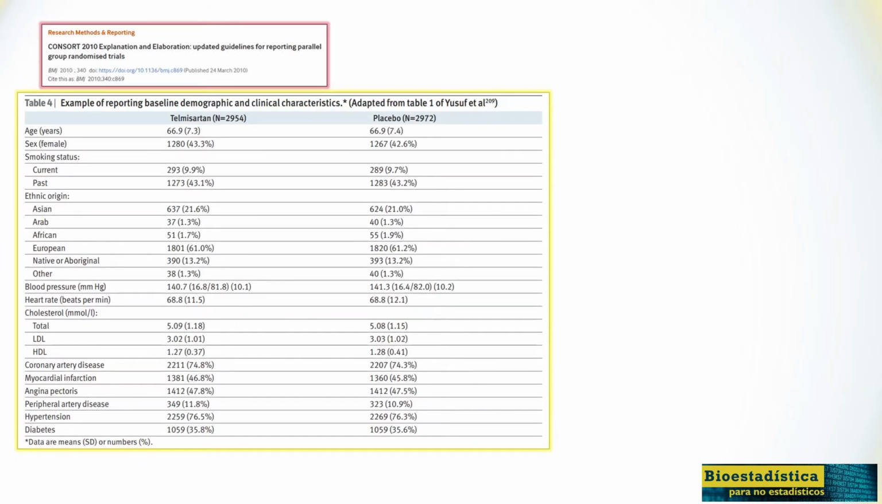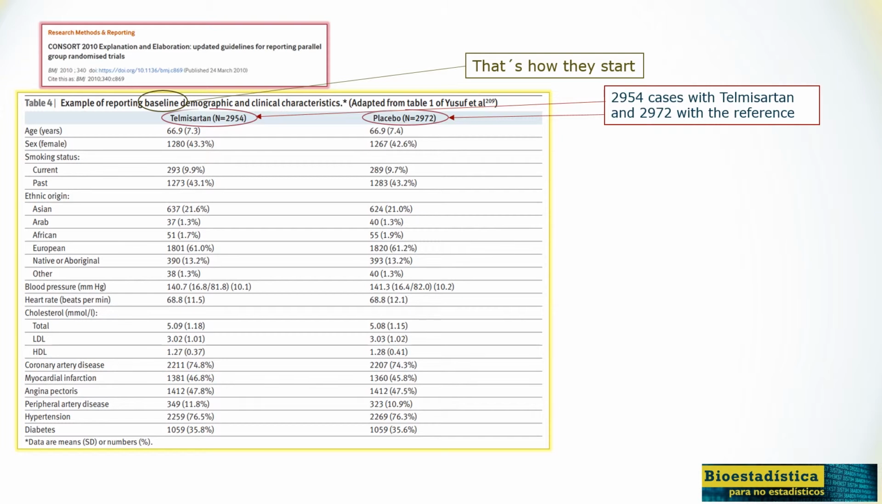Let's see what these numbers mean for either numerical variables, such as LDL cholesterol, or categorical, such as the presence of previous angina. The most relevant data is the denominator. How many volunteers contribute information?